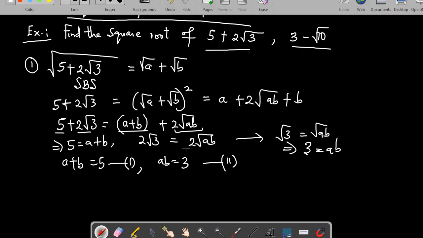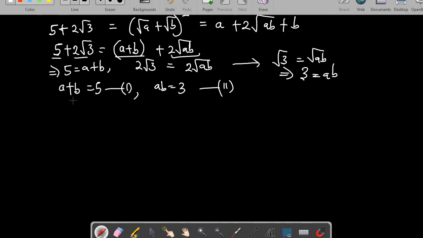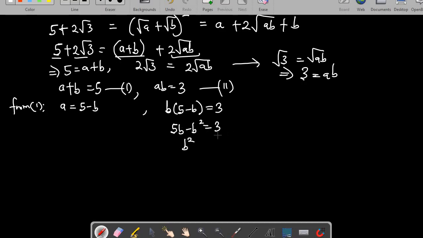So whenever you are asked to find the square root of a surdical expression, it always leads to a simultaneous equation. So from here, you can decide to use the substitution method. From equation 1, you can say a is 5 minus b. And then you substitute it into equation 2. That means that you now have b into 5 minus b equals 3. Since a is 5 minus b, you just put it here. And then you have 5b minus b squared equals 3, and this will be b squared, if you bring everything to the right, minus 5b plus 3 equals 0.